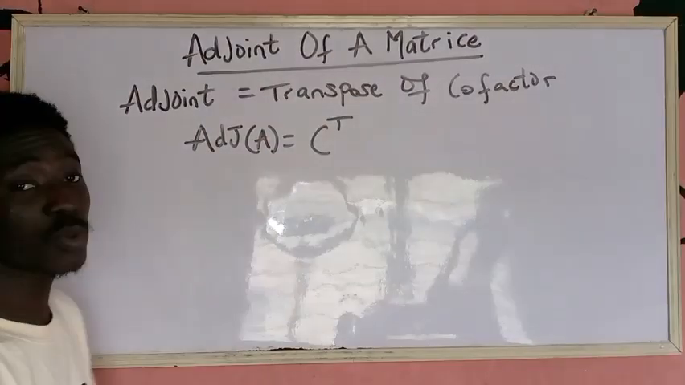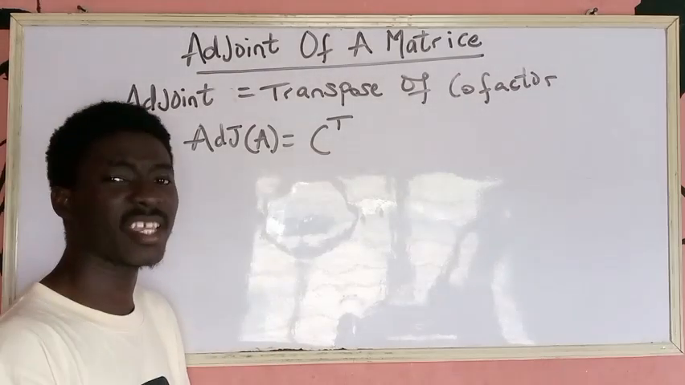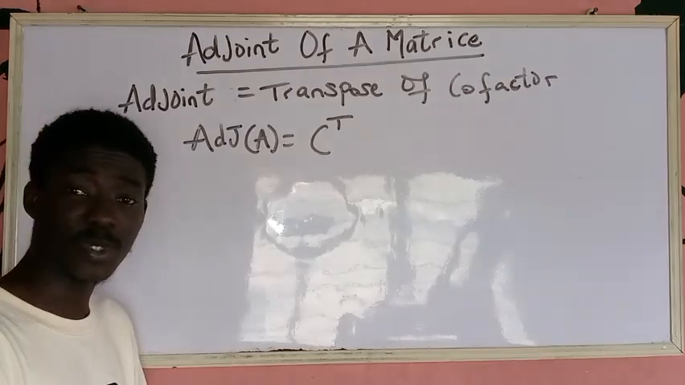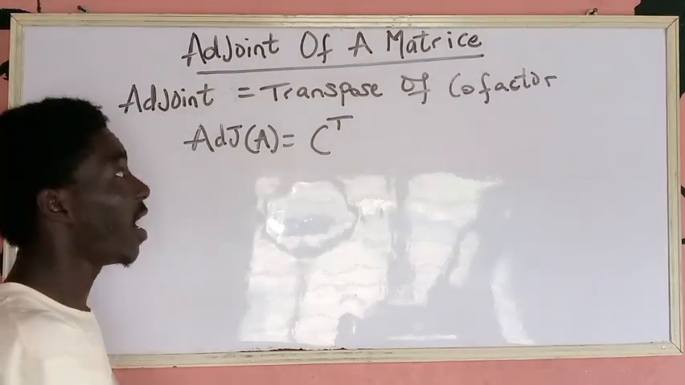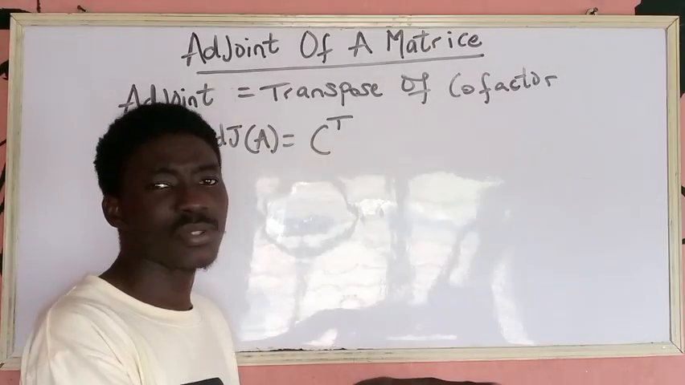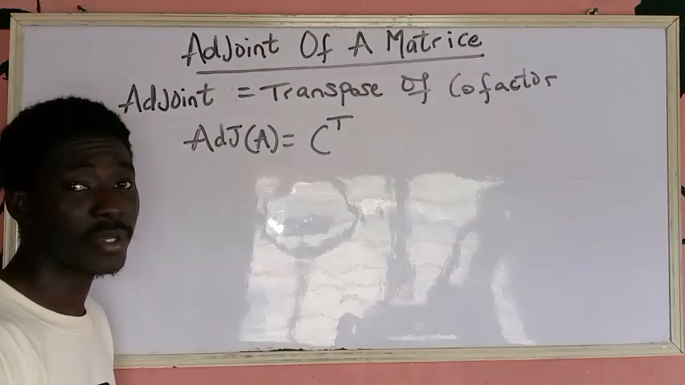Now, I'll go on to looking for the adjoint of a matrix. Looking for the adjoint of a matrix involves three steps. It involves knowing the transpose of the cofactor. Are you getting? And the cofactor itself involves a little solving on minor. But let's go on to an example.